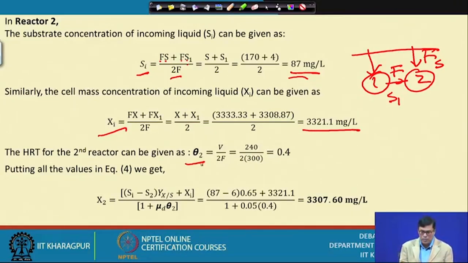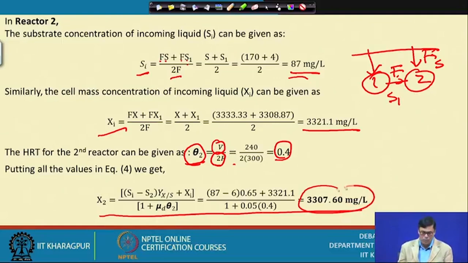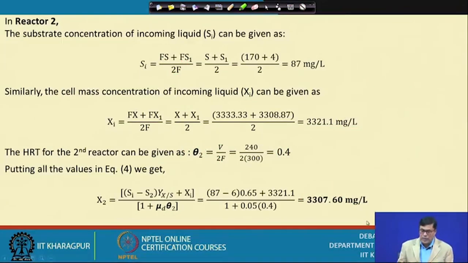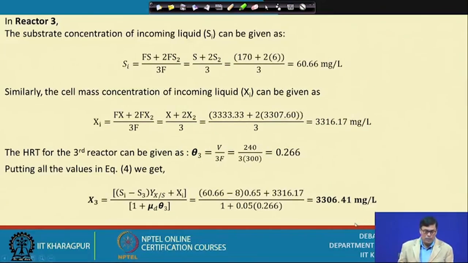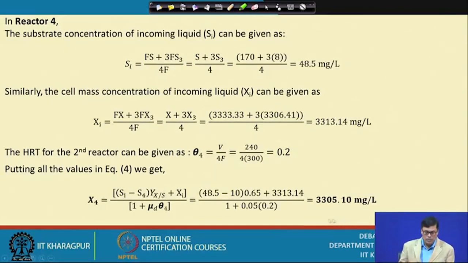Now theta 2, the hydraulic retention time, is the volume of the reactor divided by the total flow rate, which is F plus F, 2 F. So, we can find out 0.4. If you put this value in the equation, we can get the value of x 2. Now, similarly, I can solve reactor 3 and reactor 4. It is the same solution we can get.